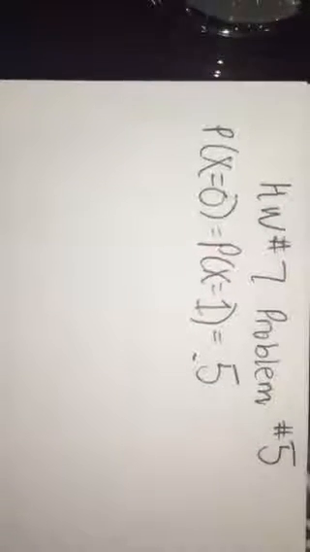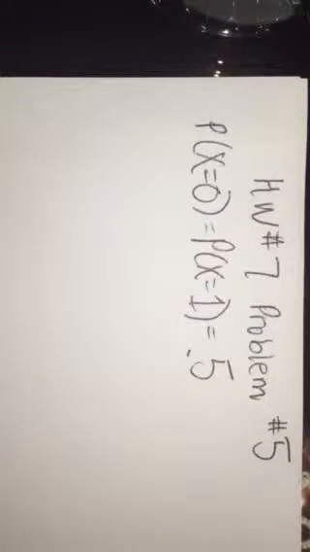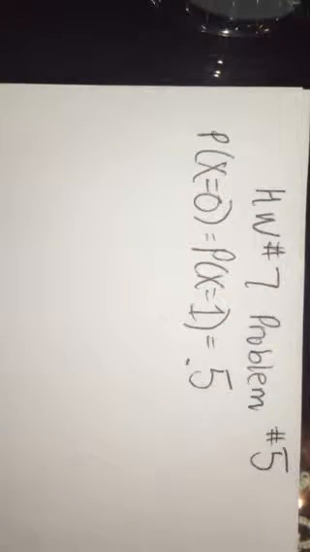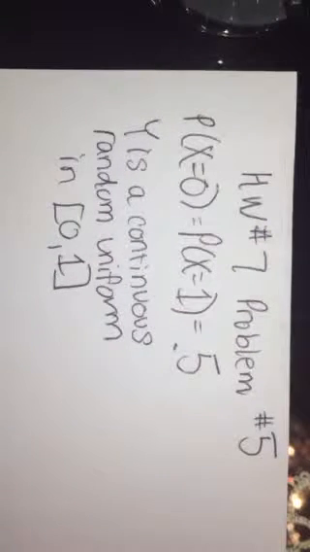Hey, so we are doing homework number 7, problem number 5, where the probability that x equals 0 also equals the probability that x equals 1, which equals 1/2, and y is a continuous random variable uniform from 0 to 1. So the first step that we need to do is draw out the graphs.